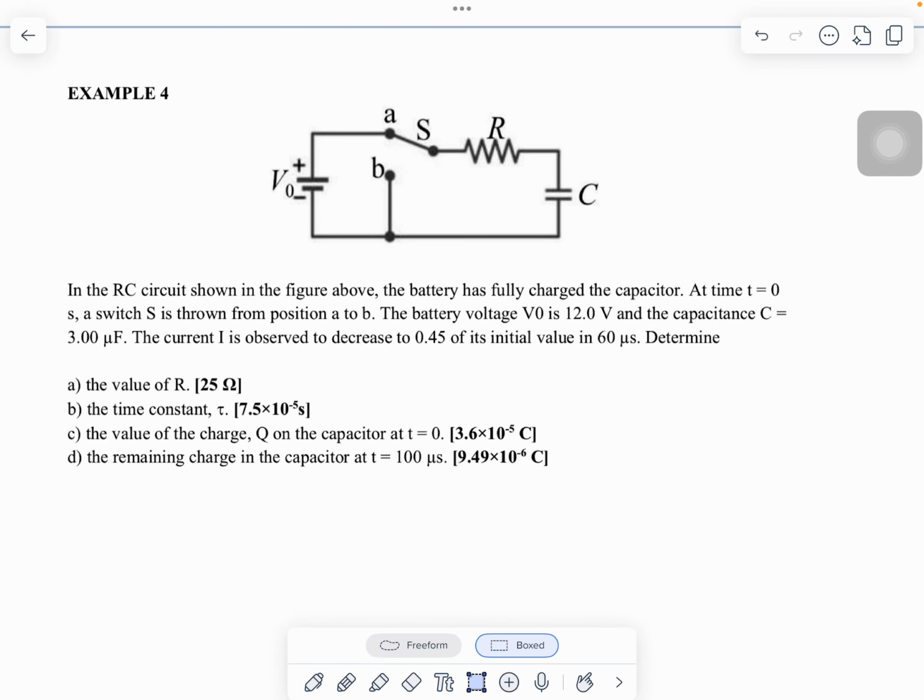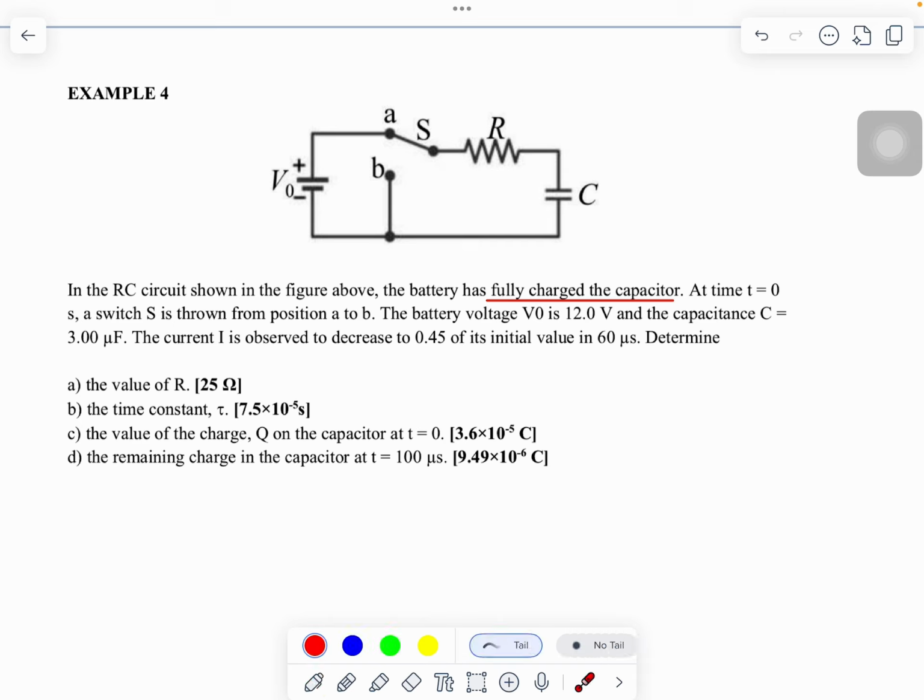Okay, now let's look at example 4. Here we have an RC circuit shown in the figure above. RC meaning resistor capacitor. It's a circuit that consists of a resistor and a capacitor. The battery has fully charged the capacitor. So initially the capacitor is already fully charged.